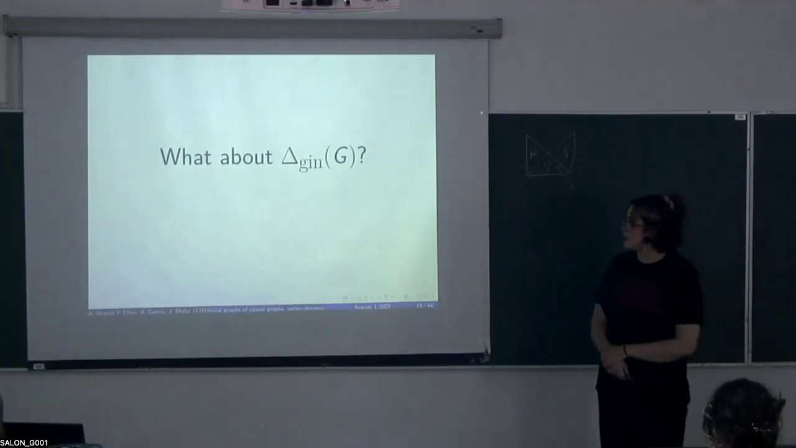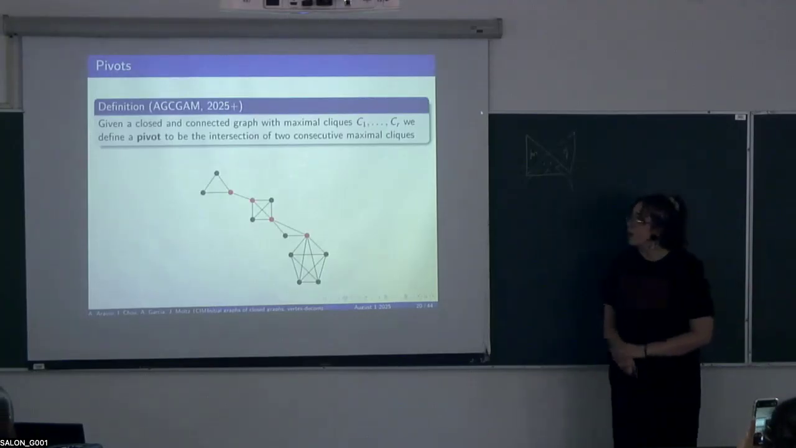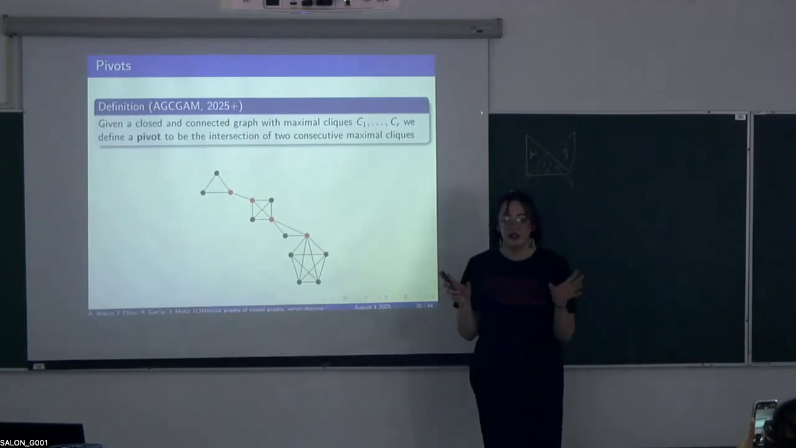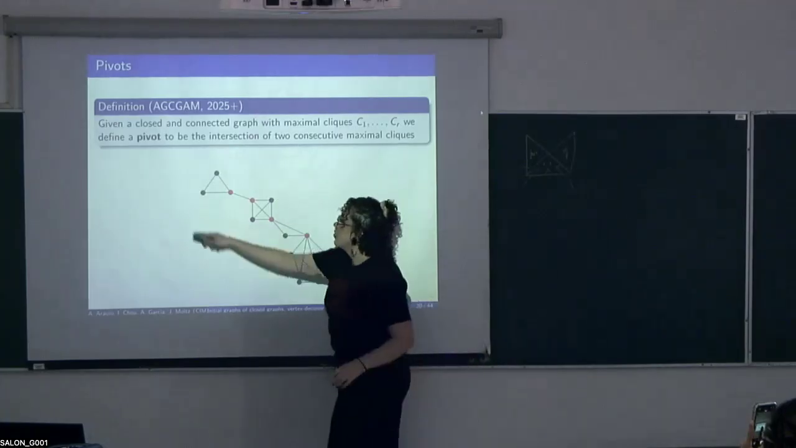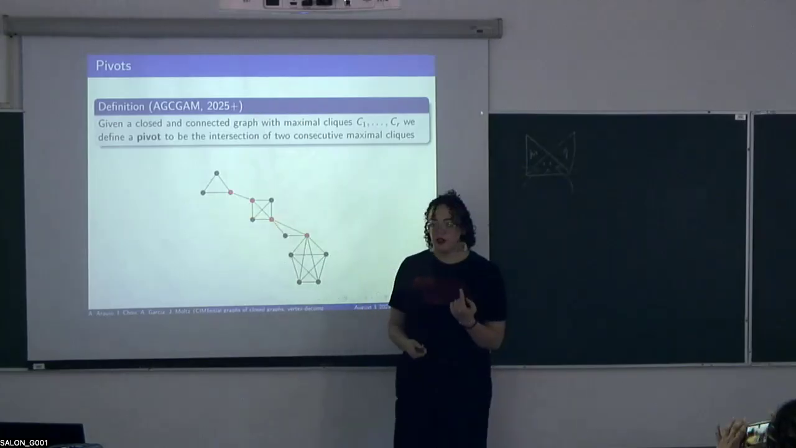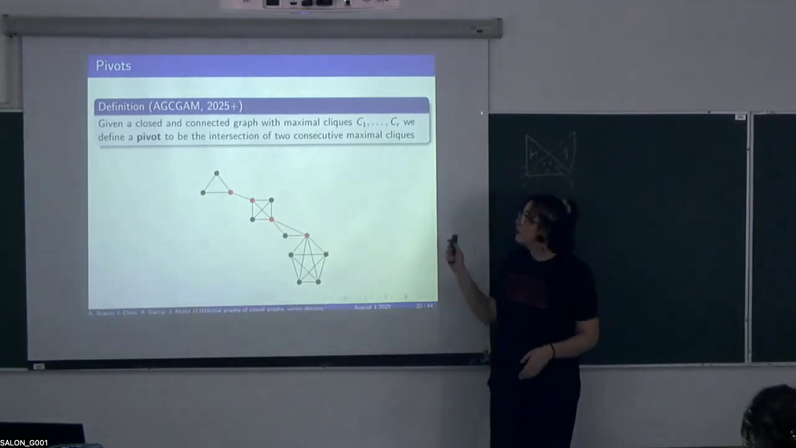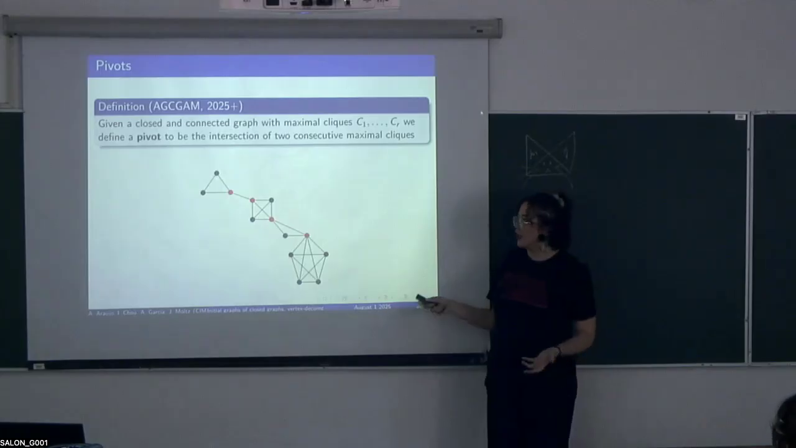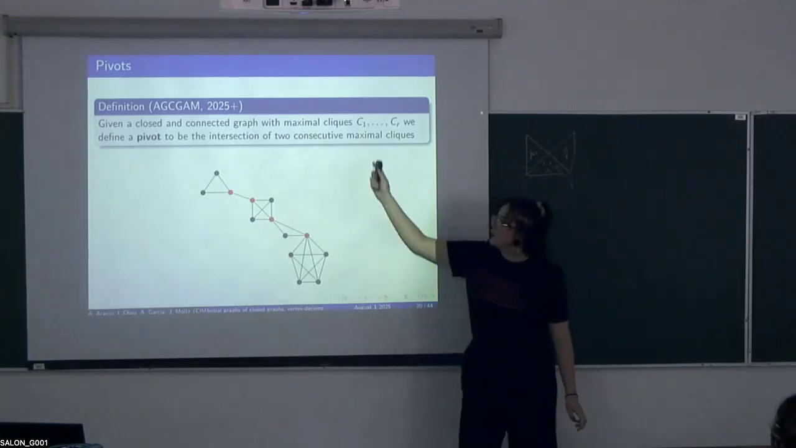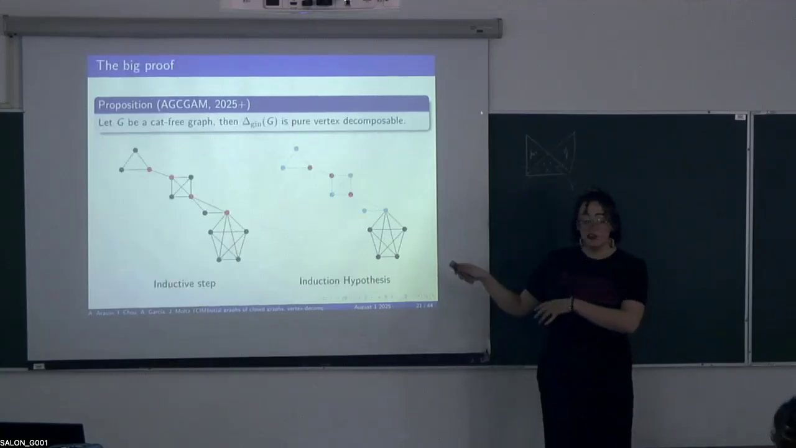Well, what about delta gin? As Armando says, when we have a cat-free graph, we can see the maximal cliques like intervals, and they all intersect in one vertex. That vertex, we name it the pivot, but we can extend this definition for graphs with a cat, like the intersection between two maximal cliques. So this is a very important definition because with this, we can prove this proposition.